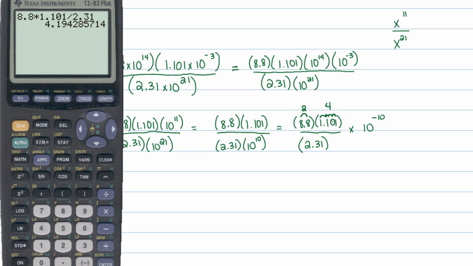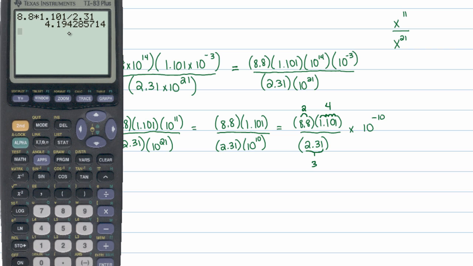A 1, a 1, a 0, and a 1. And down here, they've given me three pieces of information. The one that determines how many pieces of information my answer is going to contain is the weakest one. So essentially, I want my answer to have just two pieces of information. So I'm going to round this to be 4.2. In other words, I'm not going to do 4.19 or 4.194.